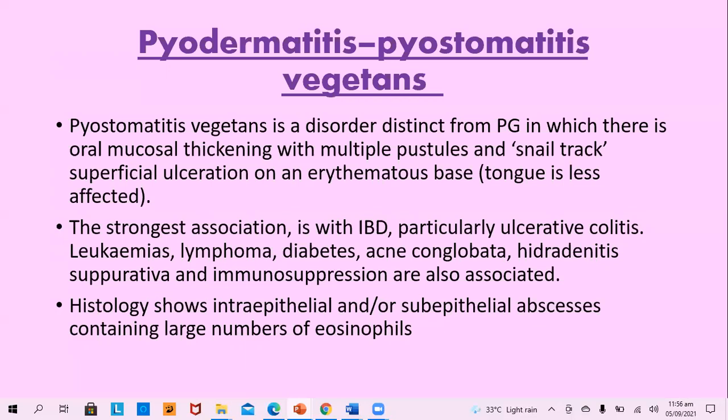The strongest association is with inflammatory bowel disease, particularly ulcerative colitis. Leukemia, lymphoma, diabetes, acne conglobata, hidradenitis suppurativa, and immunosuppression are also associated. Histology shows intraepithelial or subepithelial abscesses containing large numbers of eosinophils as well.